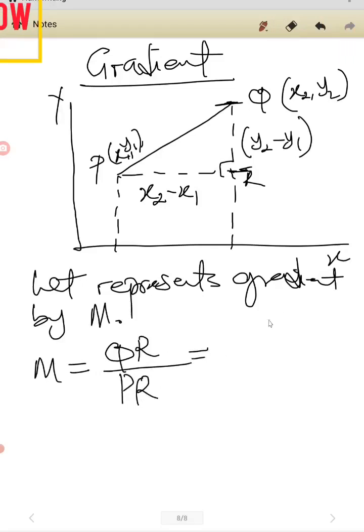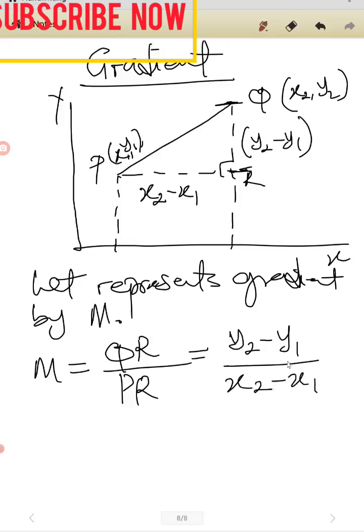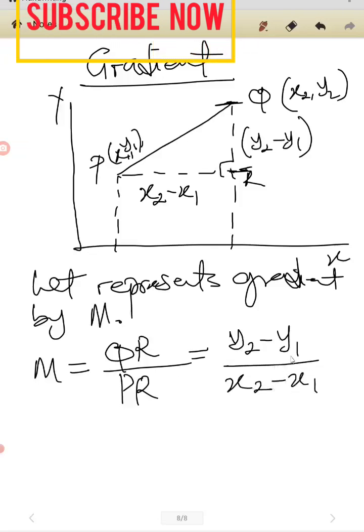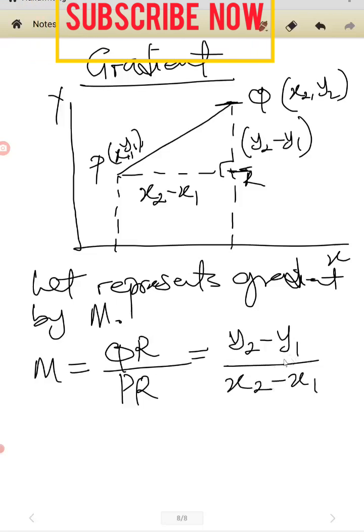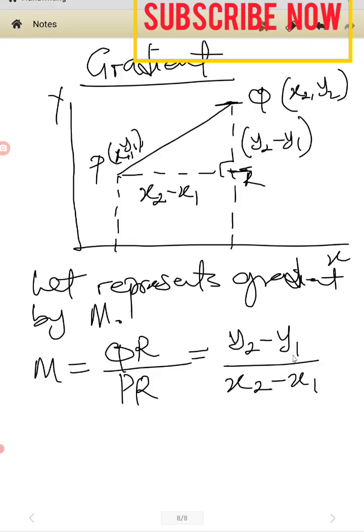So what is increase in y? It is y2 minus y1 over x2 minus x1. This is just the formula for gradient. This is how we find gradient.